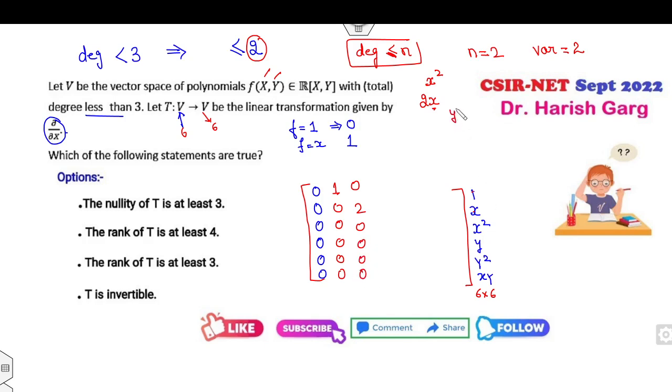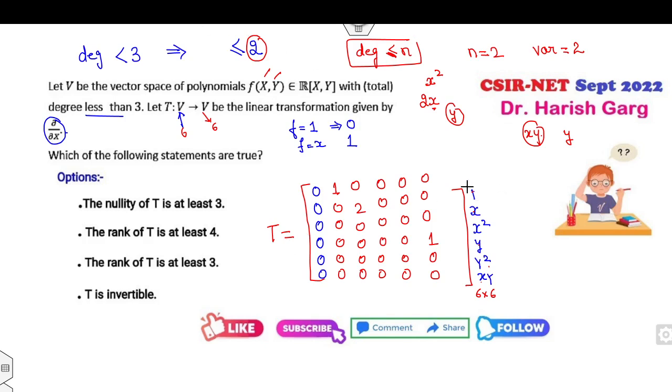Y. What is the partial derivative with respect to y? 0. So all are zeros. Similarly, y square is 0. Xy, what is the partial derivative of xy with respect to x? It is y, coefficient of 1, rest all are zeros. Fine, this is my matrix T.